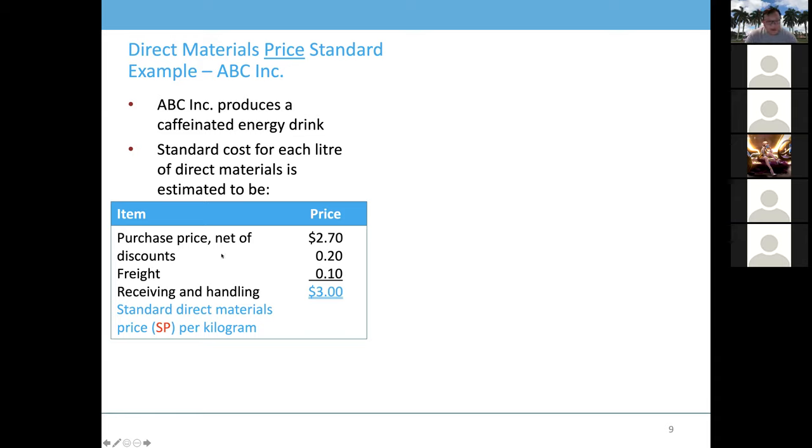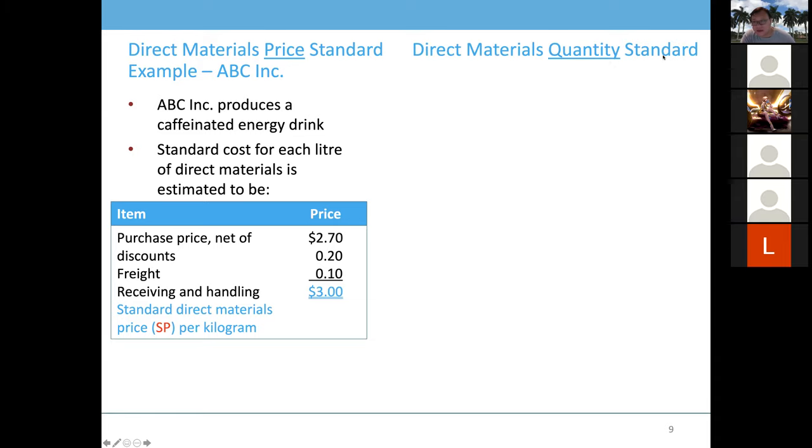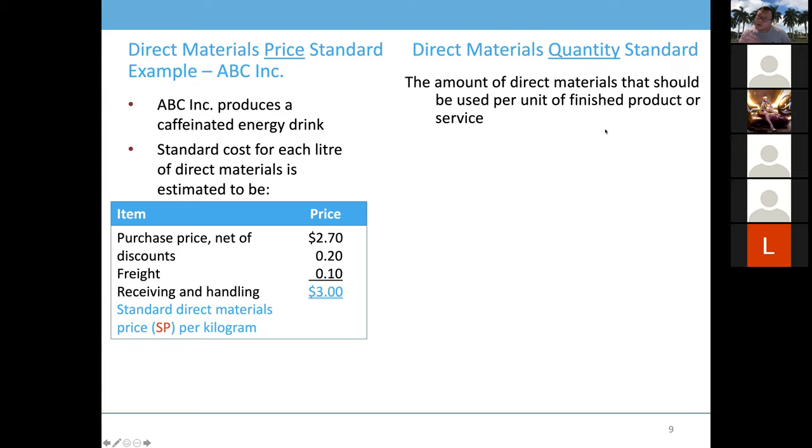Okay, so you can see it's not just the purchase price. You're also considering all these other transportation and handling costs. And so here you get a price per kilogram of $3 for the materials. So now let's think about the quantity standard. We just talked about the price standard. What is the quantity standard? To make each unit of the product, how much material do I need for that production?